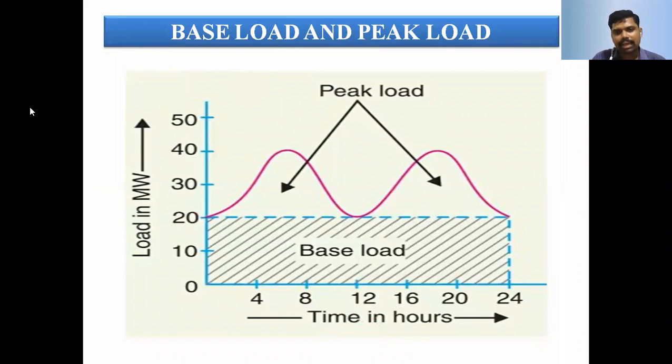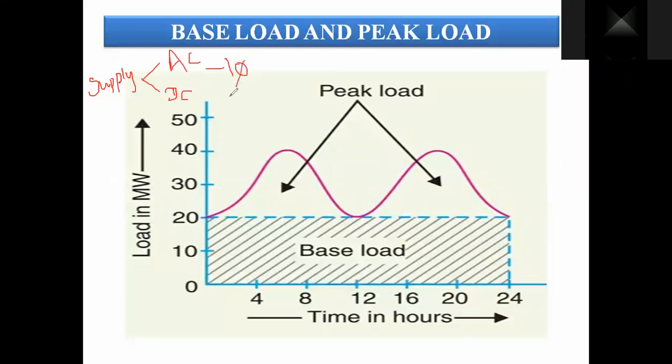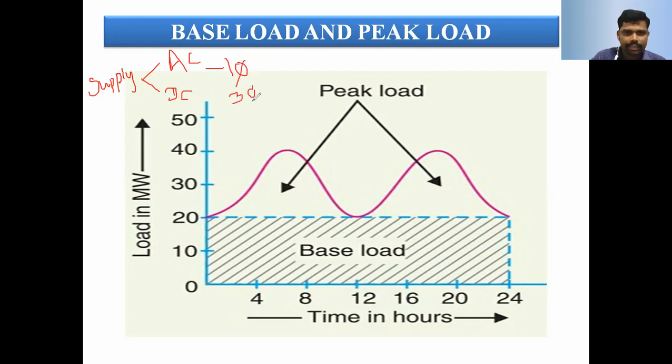And the supply systems are classified into two types: one is the AC supply system, another is the DC supply system. And one more method, the supply is classified into the single phase system and the three phase system. Again, it is classified into two types: one is the single phase system.